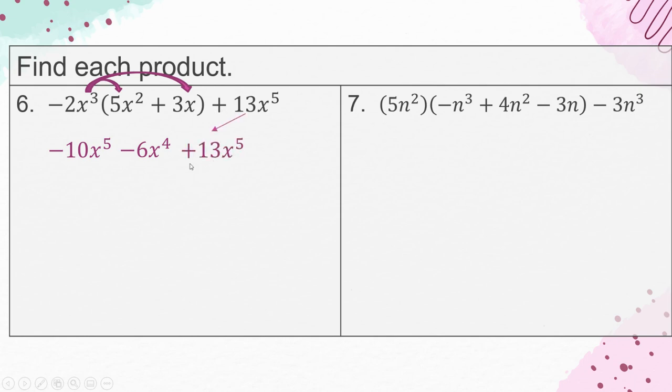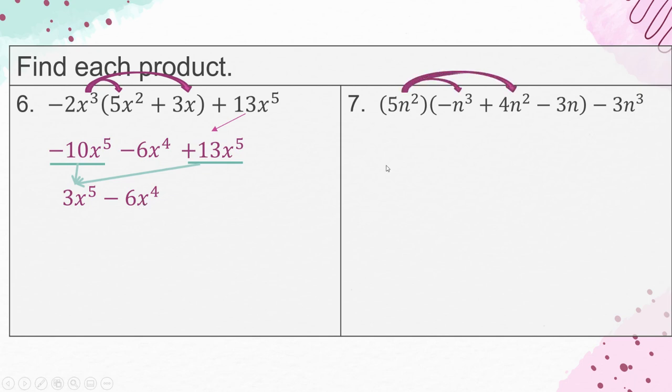And we do have like terms that we can combine. We have x to the 5th terms. Negative 10 plus 13 gives us 3. So those combine to become 3x to the 5th. And then I just bring down my minus 6x to the 4th.